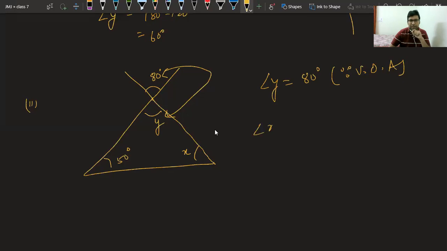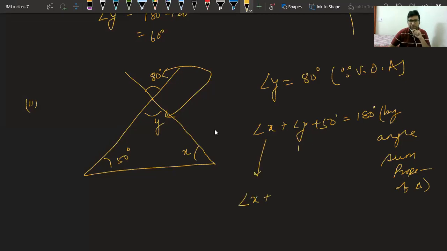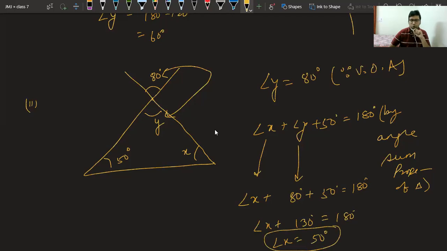Now we can say angle x plus angle y plus 50 degree is equal to 180 degree by angle sum property of a triangle. Now put the value. Angle x is unknown, angle y we know is 80 degree, plus 50 degree is equal to 180. Angle x plus 130 is equal to 180. That gives you angle x equal to 50 degree. I hope all of you are clear with these concepts, and with this I finish the class. Let me stop the recording.